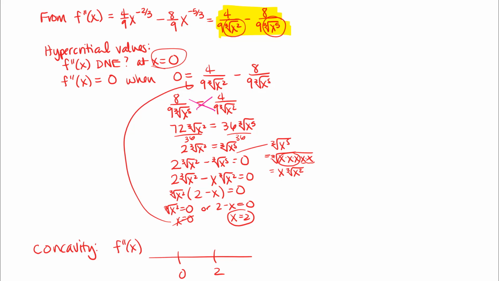So when I plug in something left of 0, a perfect cube that's left of 0 would be something like x equals -1. And I'm going to plug that into the second derivative. You should be able to see that you're going to get 4/9 minus negative, so plus 8/9. And the key there is that that second derivative is positive. Something between x equals 0 and x equals 2, like x equals 1. Which is negative. And then something bigger than 2, like x equals 8.